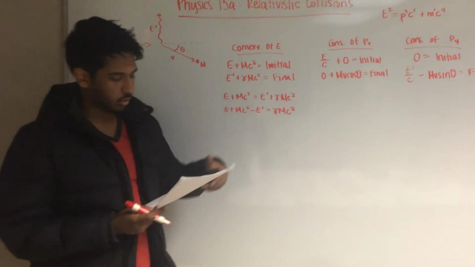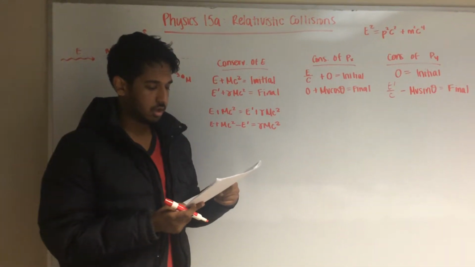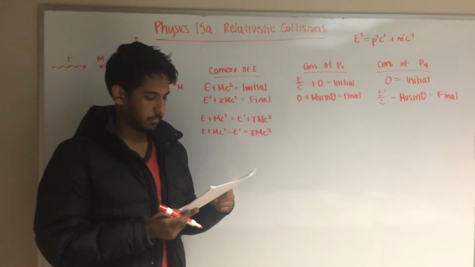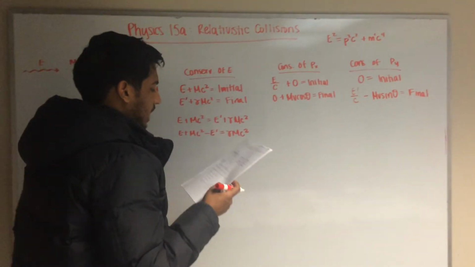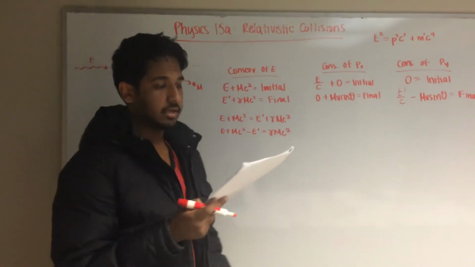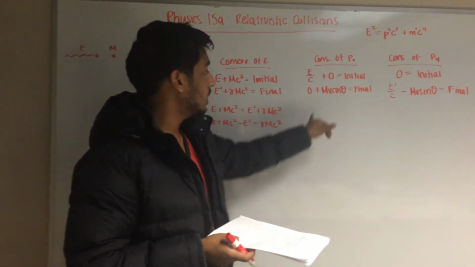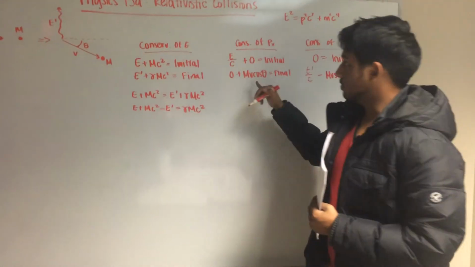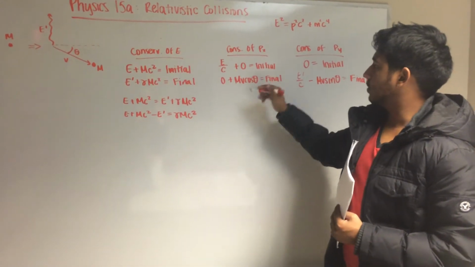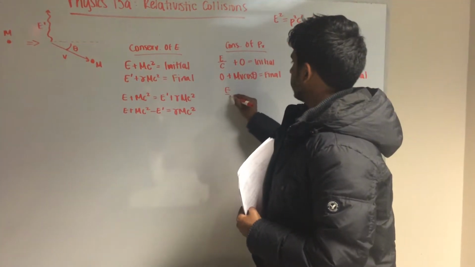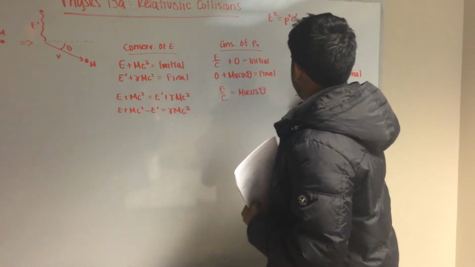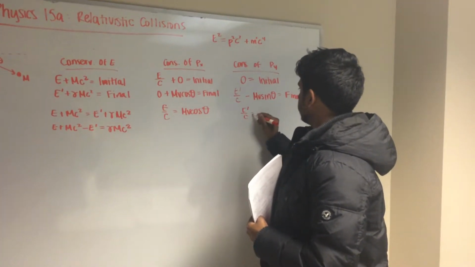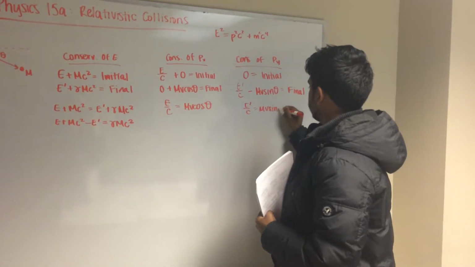Now, the next thing that we're going to want to do is finding the momentum. So we can plug it into the formula over here. Now, that momentum can be found by dropping the c's and by summing them together. The initial momentum and the final momentum, you can see as E over c is equal to mv cosine theta. And over here, E prime over c is equal to mv sine theta.